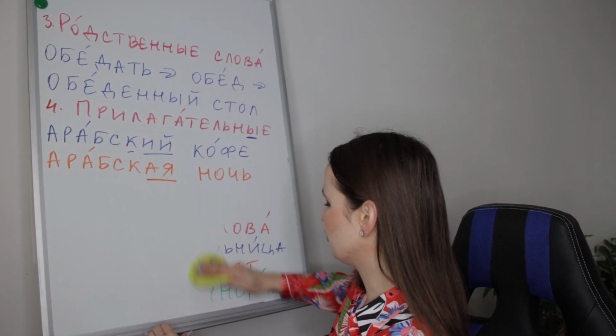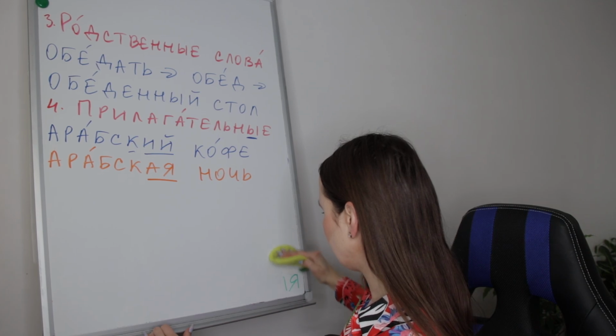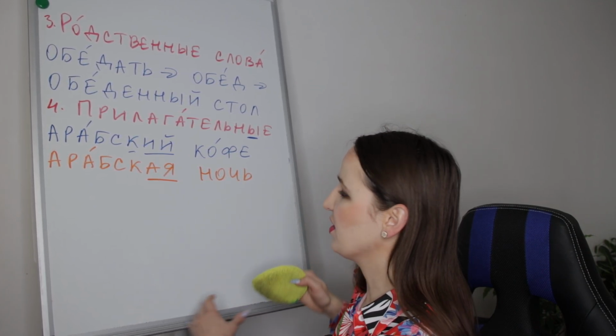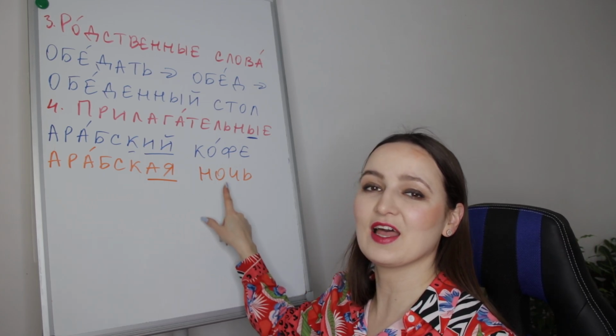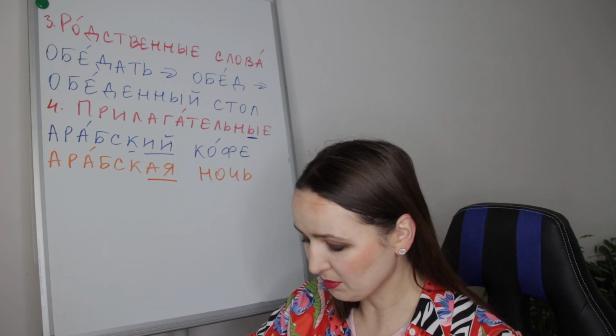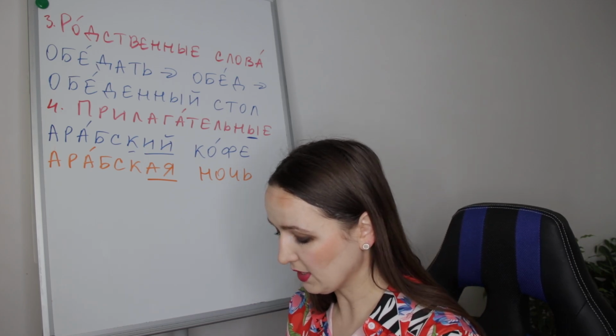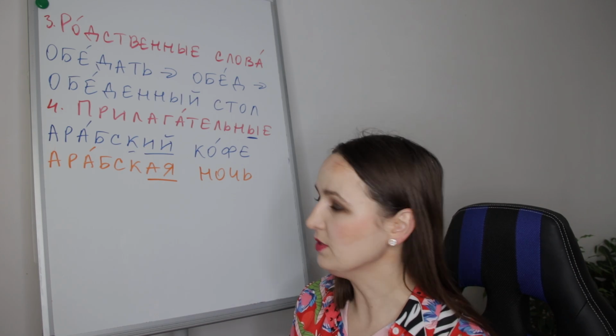It's very important to pronounce everything out loud. And please try to imitate my pronunciation. Арабская ночь. Now let's continue with the neuter.